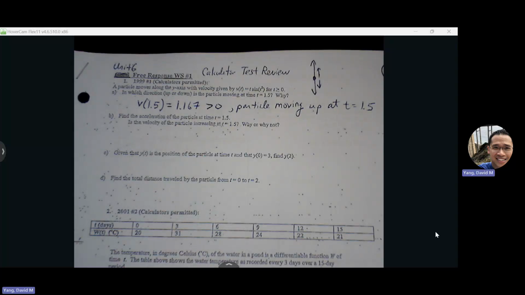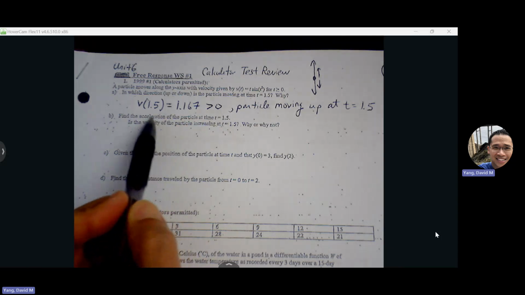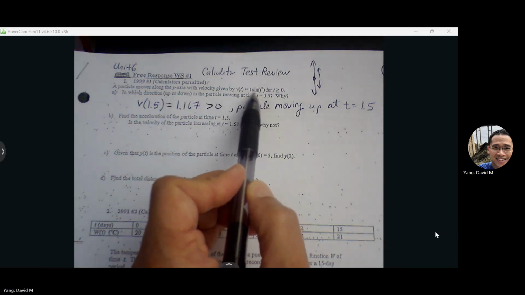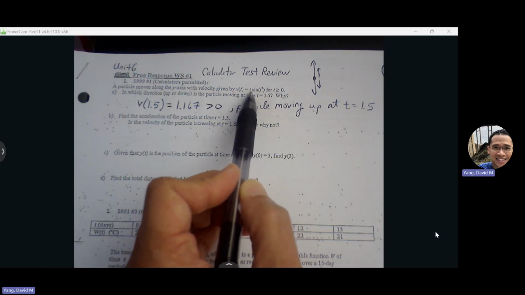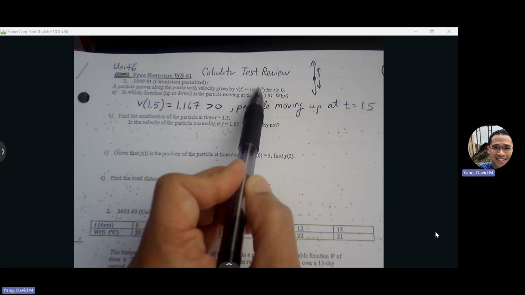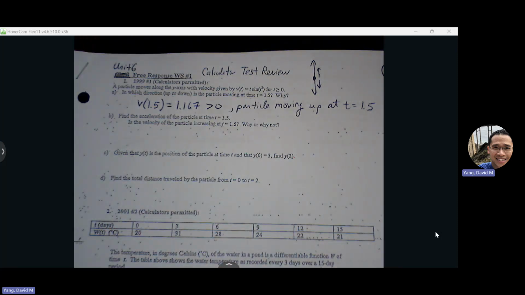Okay, part B, find the acceleration of the particle at time t equals 1.5. What's the relationship of acceleration to our given velocity function? It's a derivative, right? Now, we could do the derivative by hand. We could go through product and chain rule, but because this is a calculator section, we can use the calculator to just find the derivative.